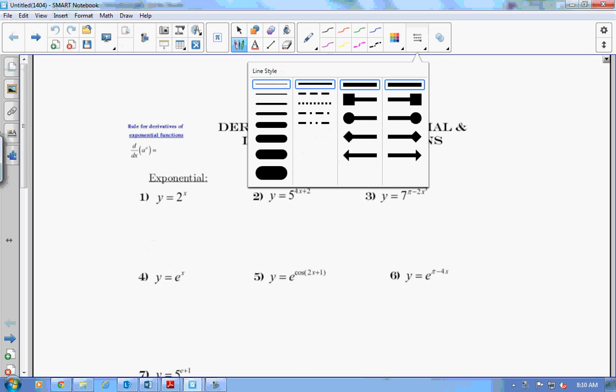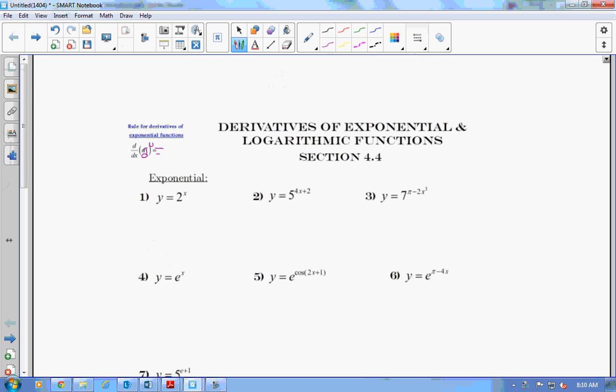So the derivative of a to the u equals a to the u times natural log of a times u prime. Okay, so on number 1, what is u? U is x. What is u prime? 1, dx, right? But dx is just 1.